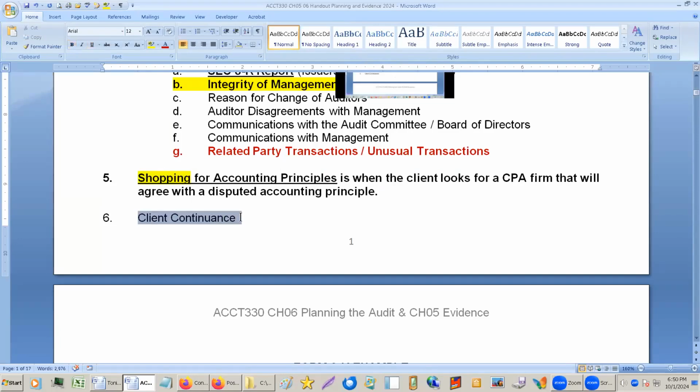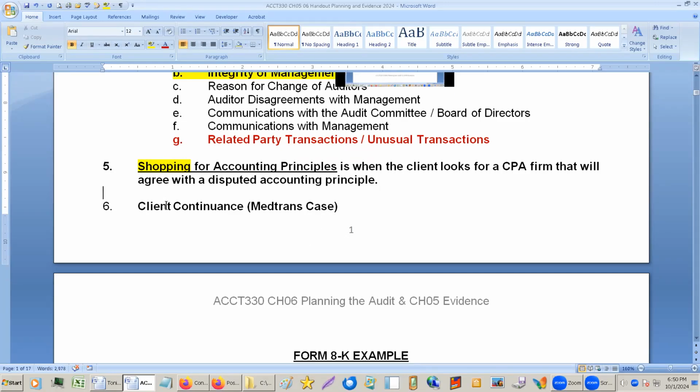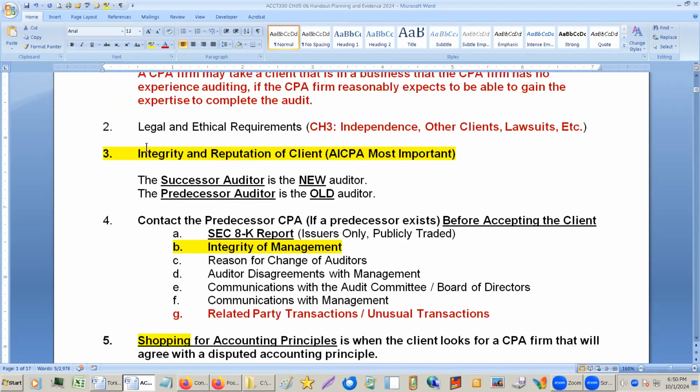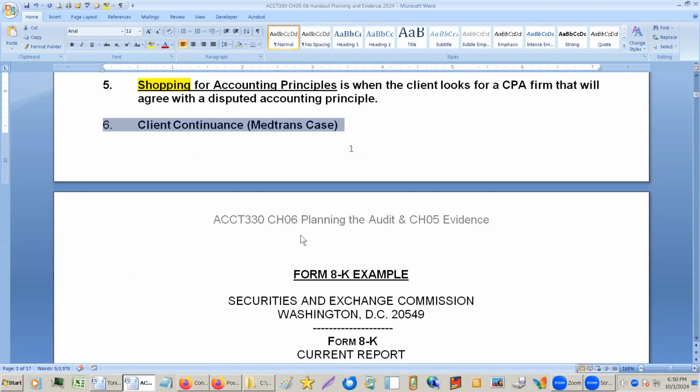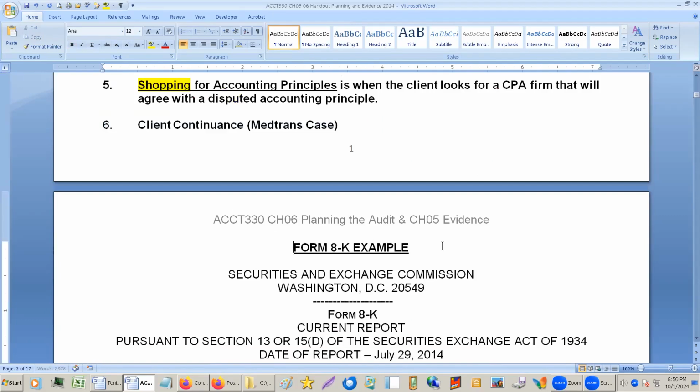Client continuance is this: after you get a client, you want to continue with it. For instance, I doubt the Medcan case, they want to continue with that. You want to do Medtrans audit next year? No, I don't think so. Okay, so these are some of the things you look at. Again, you take a client, you want to make sure that they have integrity, that you can actually believe what they're saying, and all that kind of stuff.